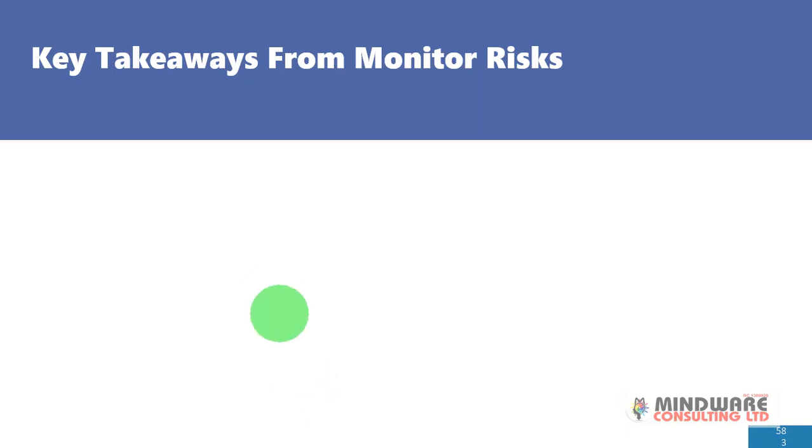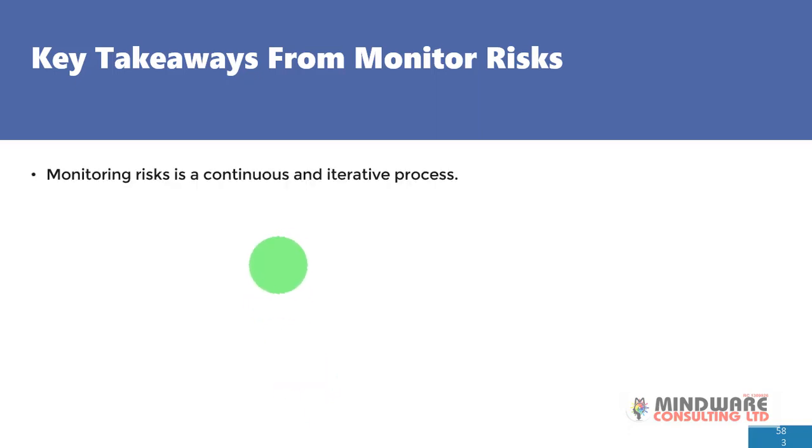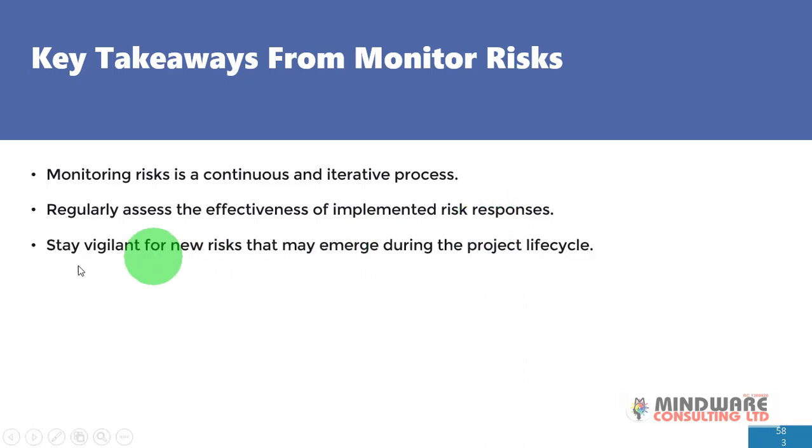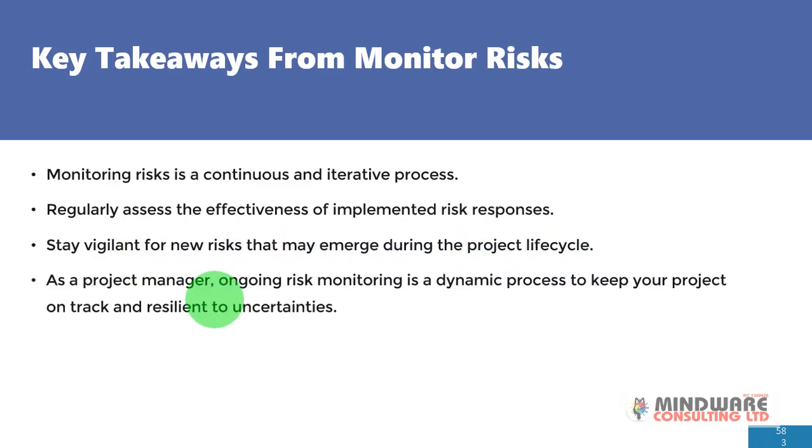Now let's look at some key takeaways from this process. Firstly, monitoring risk is a continuous and iterative process, so it doesn't end. All right, something that goes on, and you keep improving on it as you proceed. Regularly assess the effectiveness of implemented risk responses. Very important. Stay vigilant for new risks that may emerge during the project life cycle. As a project manager, ongoing risk monitoring is a dynamic process to keep your project on track and resilient to uncertainties.